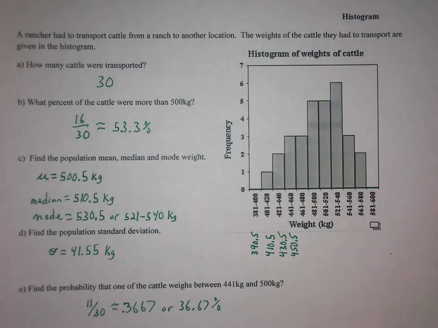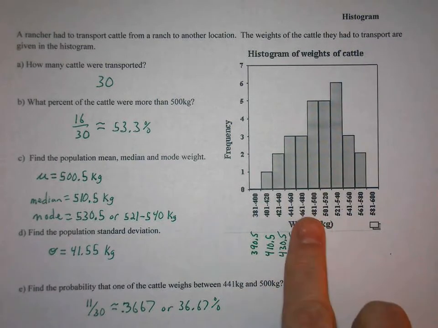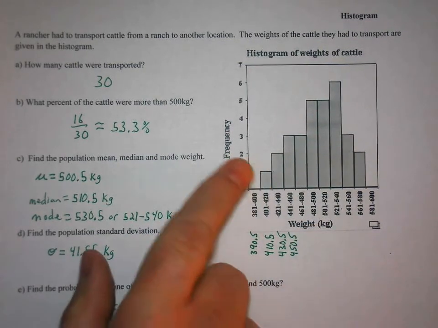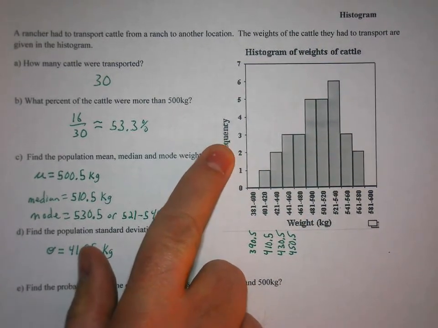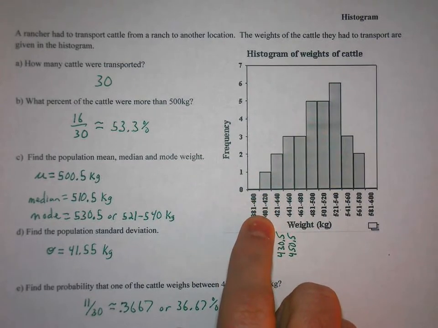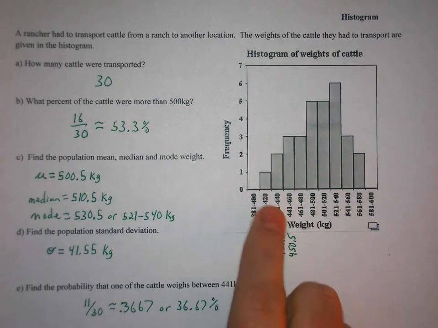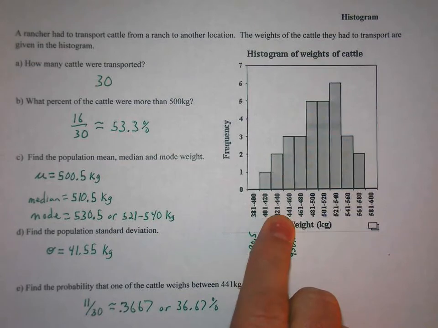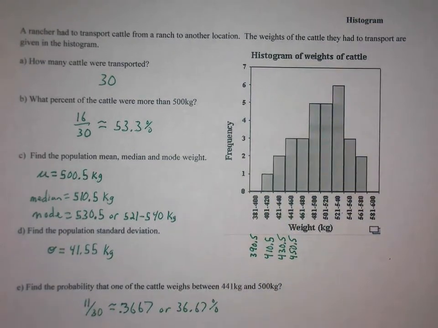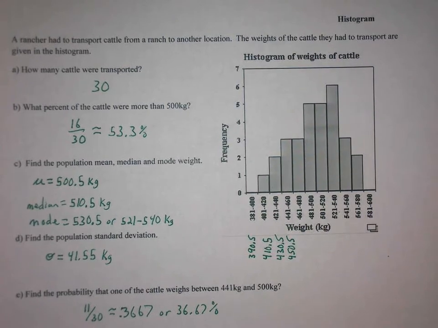Here we have a rancher transporting cattle to another location. So we have a histogram that gives you the weights and then the frequency going up the side. There was one cattle that weighed between 401 and 420 pounds. There were two cattle that weighed between 421 and 440 pounds, and so on. So if you add up all the frequencies, that sum is 30.